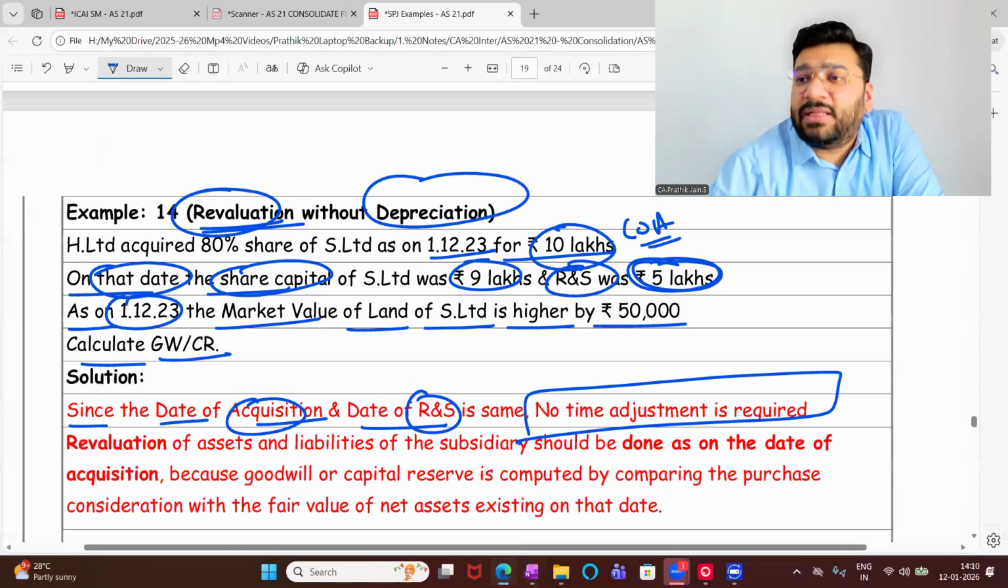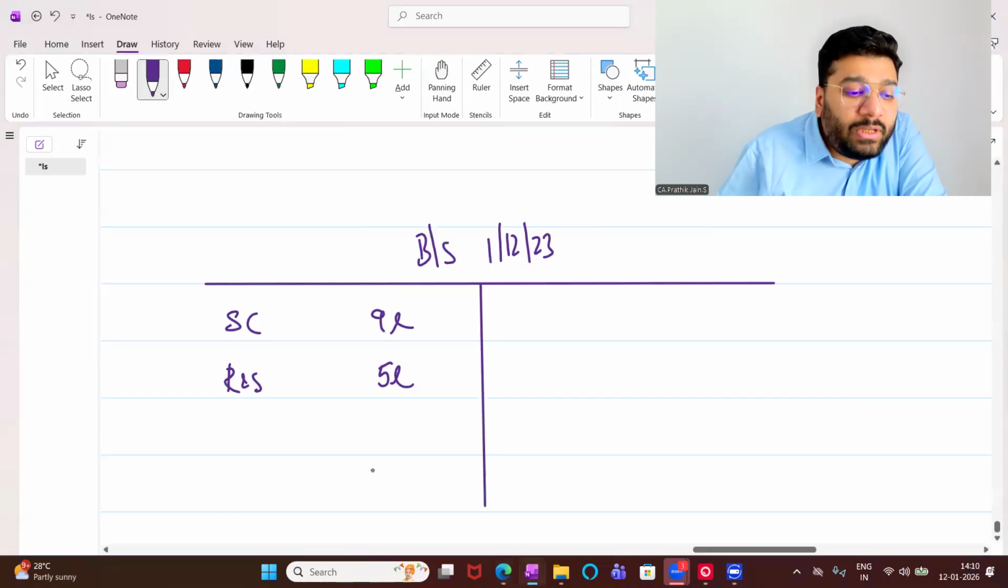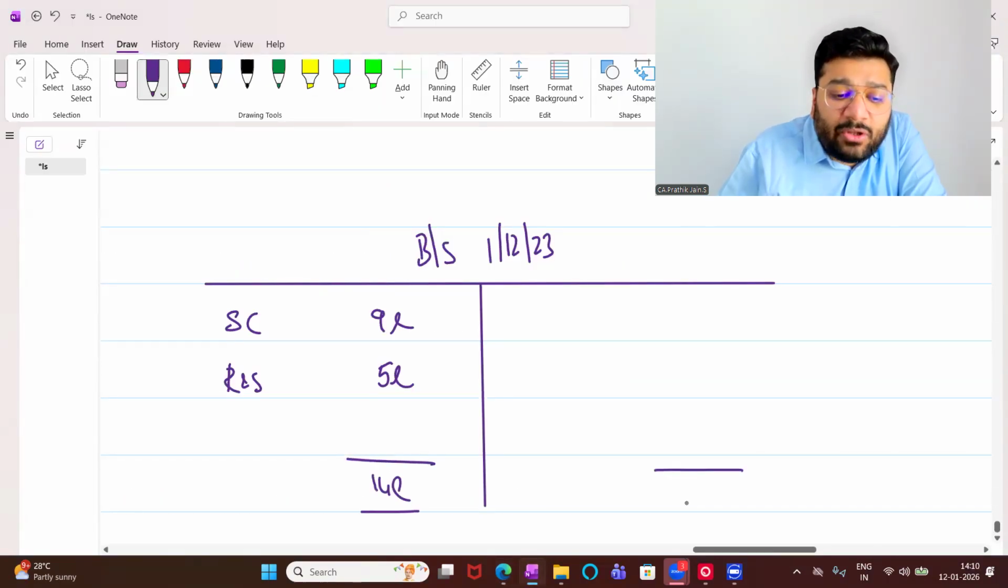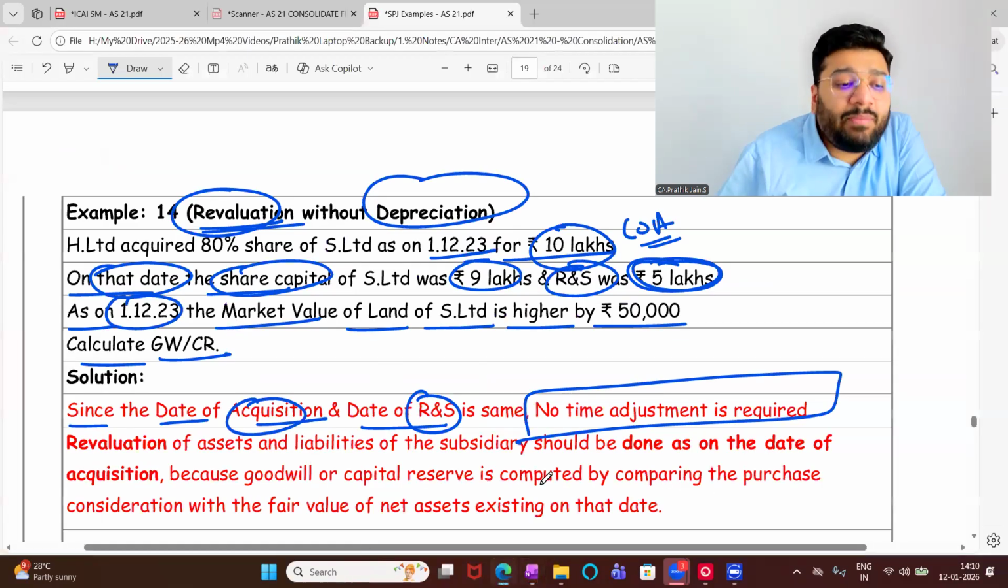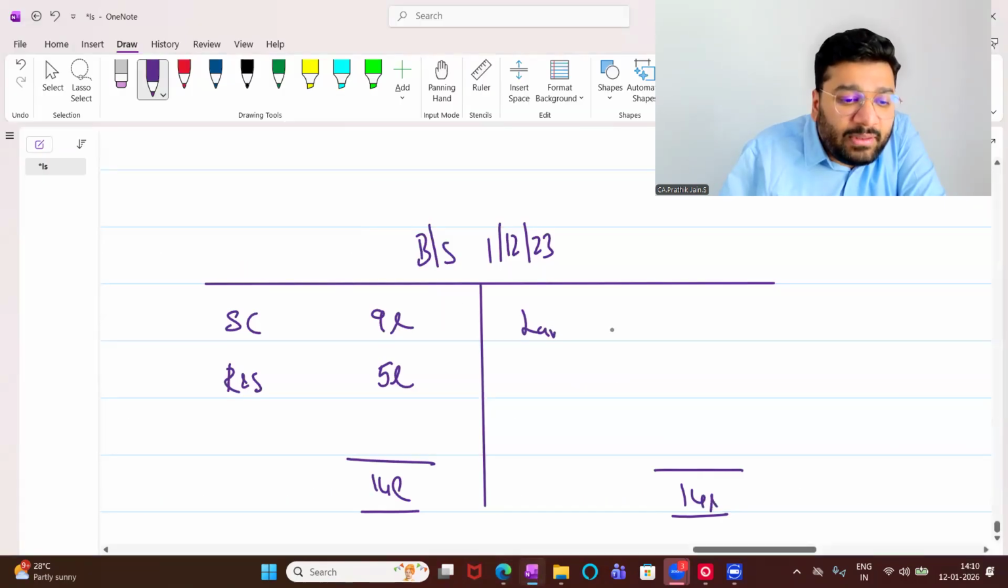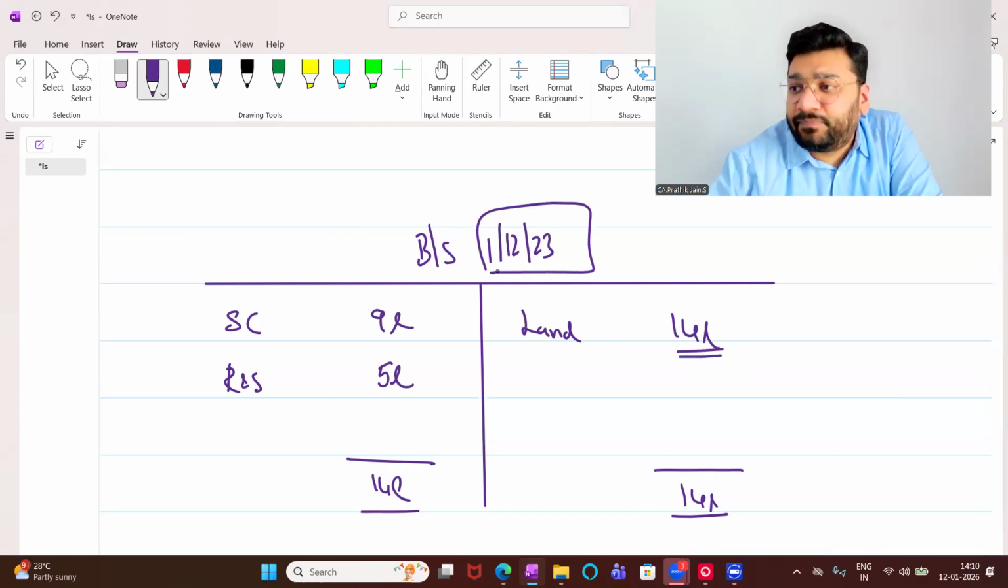I'm assuming that there is no other liability. Total is how much? 9 plus 5 is 14 lakh. Asset also will be 14 lakh. I have no breakup of any other asset. So I'm assuming, for convenience, that the value of the land is 14 lakh. Land, 14 lakh. This is as on the date of 1/12/23.